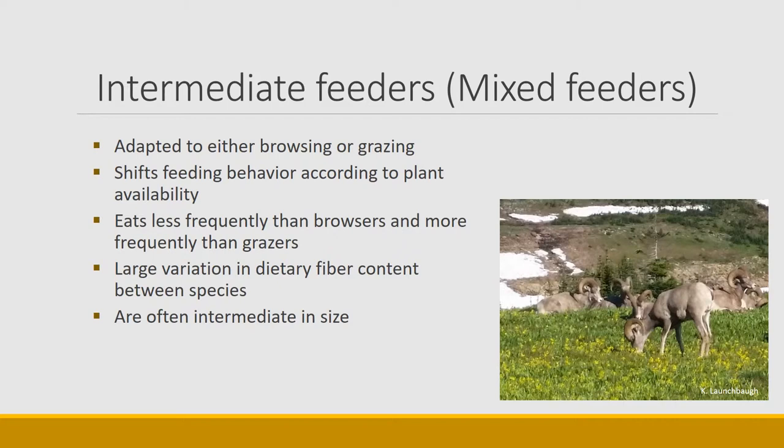because they eat many different things, they might shift from something that's very high in fiber to very low in fiber, with different amounts of toxins. So they might have a more generalized diet. And again, they might be more intermediate in size.